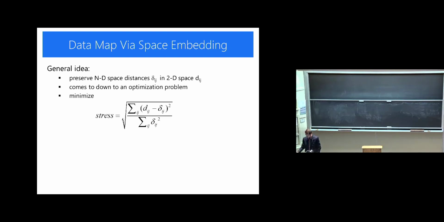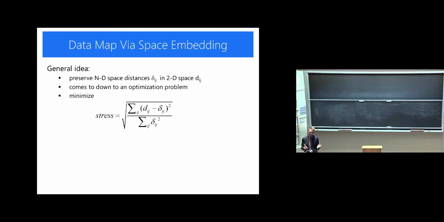And I said, you have to actually minimize something here, which is called stress, or you can also call it loss function, whatever it is, right? So basically here you try to minimize the distance 2 points had in n dimensions minus the distance those 2 points had in 2 dimensions, do this for all the points, and normalize. Ideally you have this at 0, right? Ideally every point pair has the same distance in 2 dimensions as it had in n dimensions.